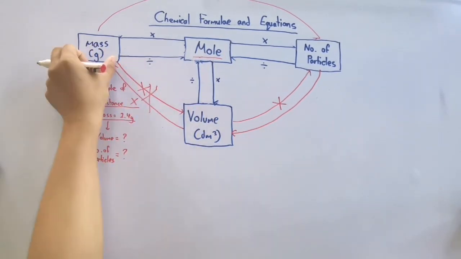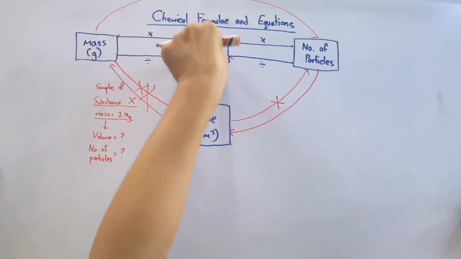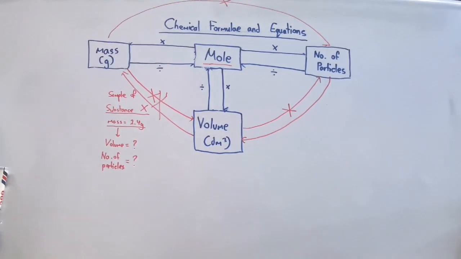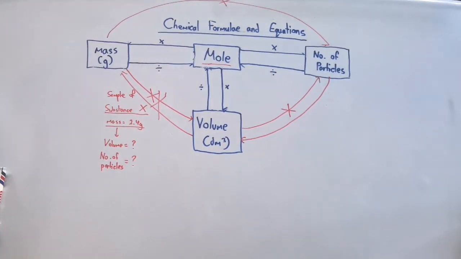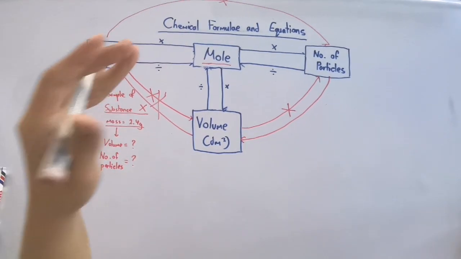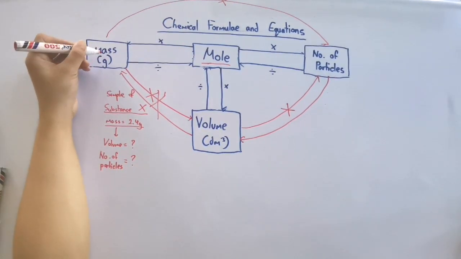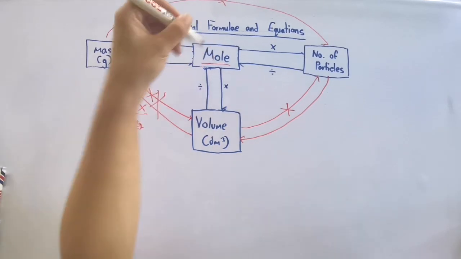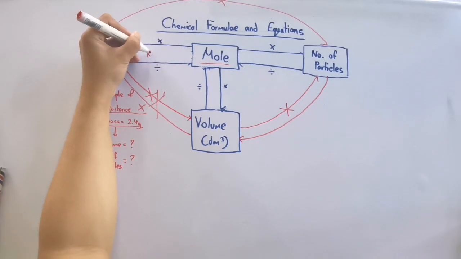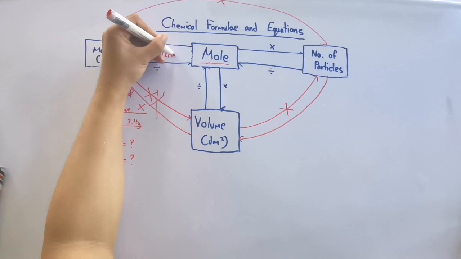If you want to get volume and you have the mass, you need to take your mass, convert it to mole, and mole convert to volume. If you do this, this is actually pretty easy to calculate. So let's go one by one here. Now, if I have the mass of the substance, and I want to convert it to mole, I can do this, but I need to have something called the relative atomic mass or the relative molecular mass.